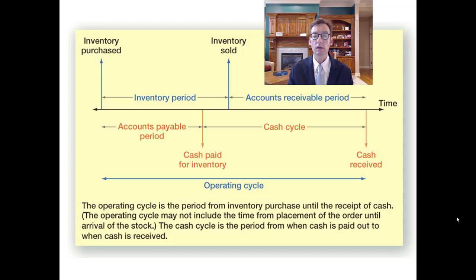Down on the bottom, we can look at the cash cycle. That first part there, the accounts payable period, represents the period that I have the inventory, but I haven't had to pay cash for it yet. And so that's not actually going to be part of the cash cycle. The cash cycle actually starts when we pay cash for the inventory. And it continues until we receive cash for the inventory.